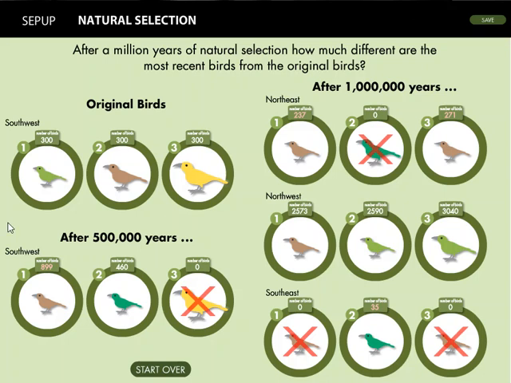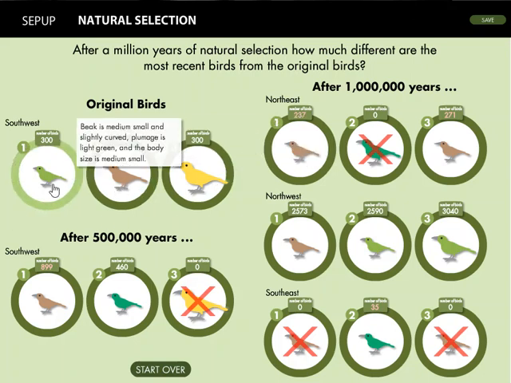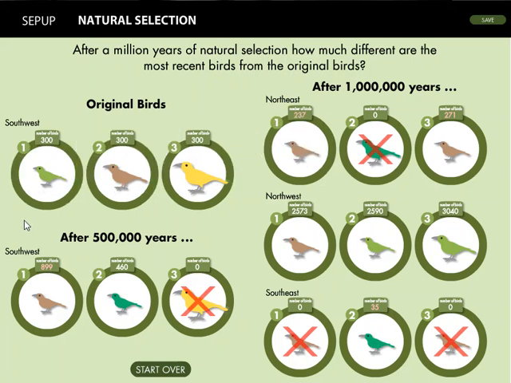Here's a summary in a picture of what happened to our three populations of original birds over 1 million years. So let's just look at the first 500,000. We began our journey in the Southwest, and after 500,000 years, we still found ourselves as birds in the Southwest.